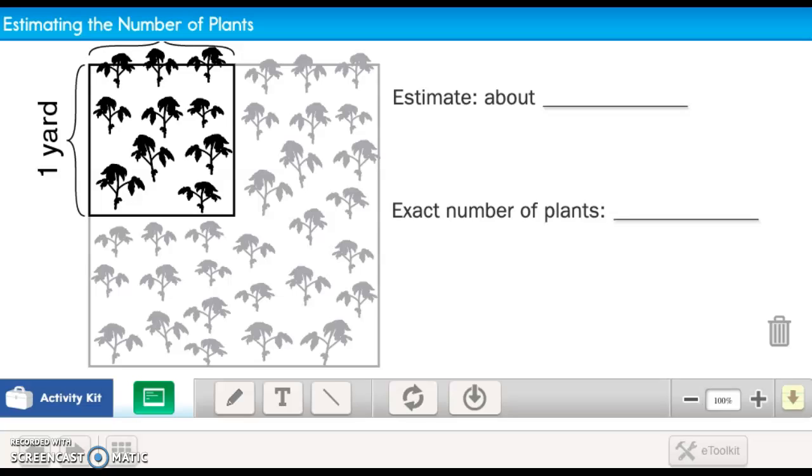Look at this math message today. Look at the box. So Mrs. Reyes has a tomato garden with tomato plants. She wants to know how many tomato plants she has in her garden. She doesn't want to count every single one of them, but she wants to do an estimate, which means kind of guess about how much.